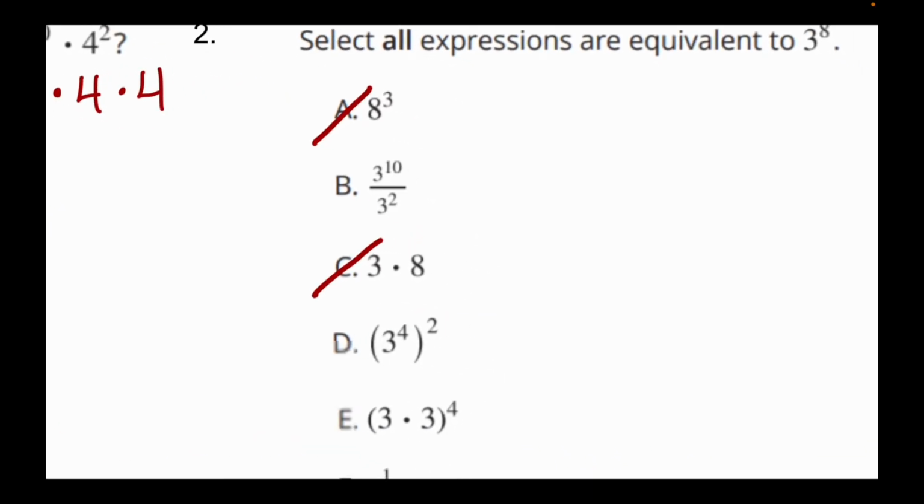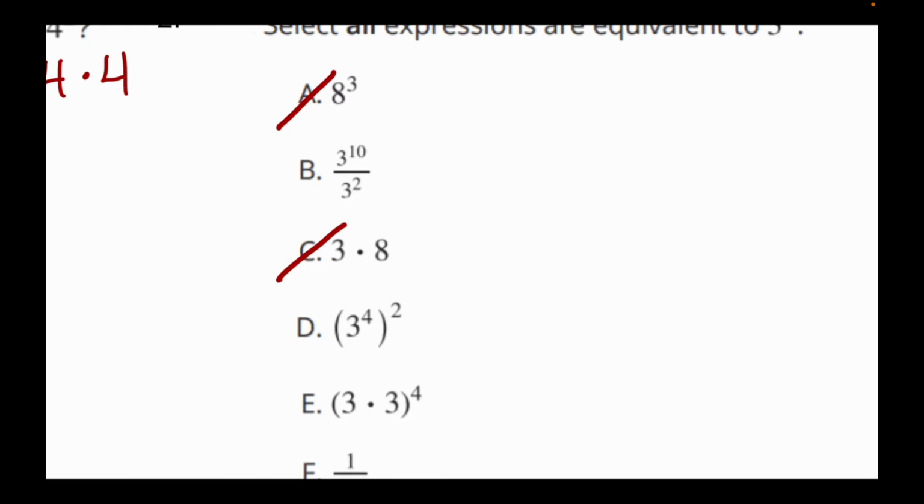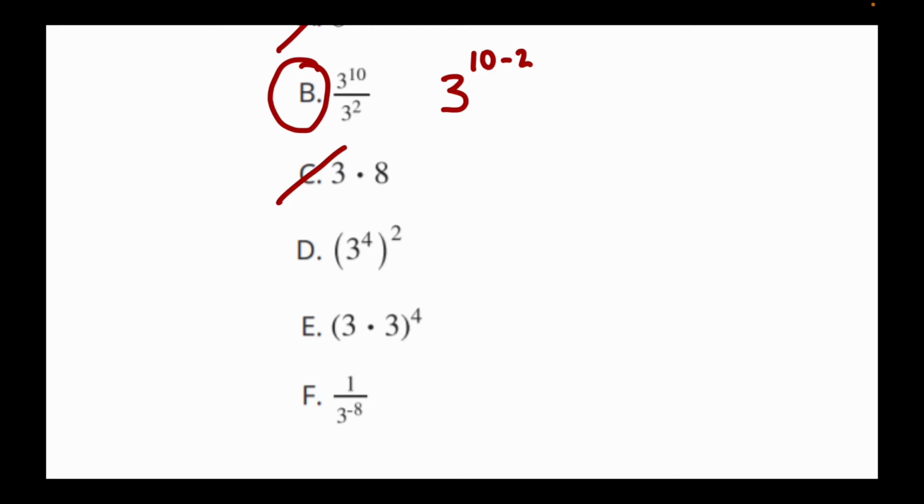If we have 3 to the 10th divided by 3 squared, with exponents, when we divide, we actually subtract our exponent numbers and leave our base the same. So this would be the same as 3 to the 10 minus 2, which is, yes, the same as 3 to the power of 8. If we look at option D, when we have exponents raised to another exponent, we actually multiply them. So this would be the same as 3 to the 4 times 2 for the exponent. And yeah, 4 times 2 gives us 8. So this is also equivalent.